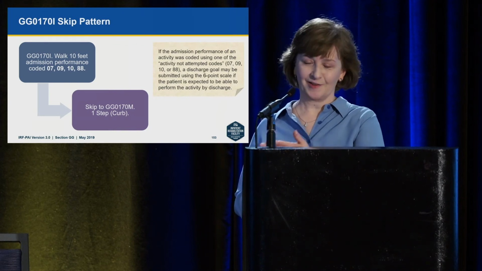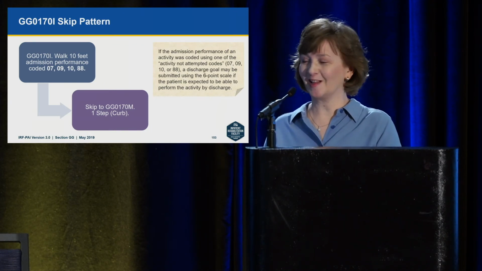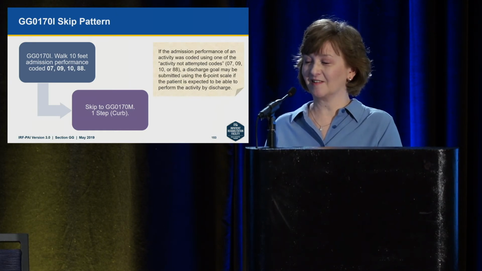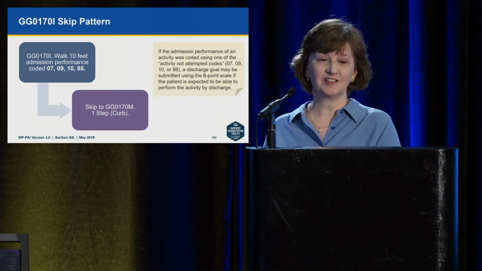So just, I guess, to read the coding tip in the little box there: if the admission performance of an activity is coded one of the activity not attempted codes, a discharge goal may be submitted using the 6-point scale if the patient is expected to be able to perform the activity at discharge.